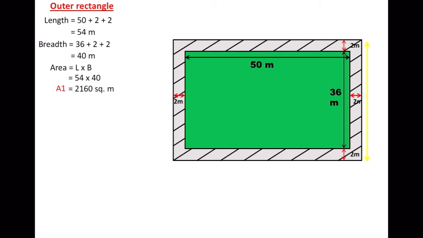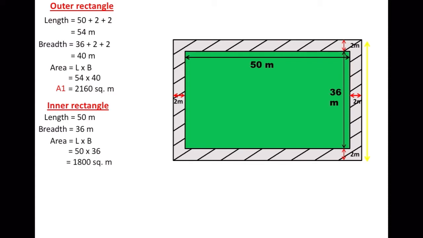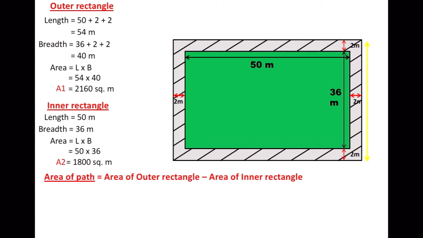Next, we'll find out the area of the inner rectangle. We know that the length of the inner rectangle is 50 meters and the breadth of the inner rectangle is 36 meters. So area is equal to length multiplied by breadth, that is 1800 square meters. Let's name this area as A2. Now that we know the area of the inner figure and the outer figure, we can easily find out the area of the path. So area of the path is equal to area of the outer rectangle minus area of the inner rectangle, that is A1 minus A2, which comes out to be 360 square meters.